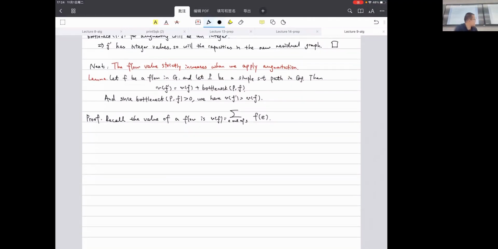So we take a close look at this s-t path here. The first edge e of P must be an edge out of s in the residual graph, because we are talking about an s-t path in the residual graph. So it is straightforward that the first edge of P is an edge going out of s. And furthermore, since P is simple, it does not visit s again.